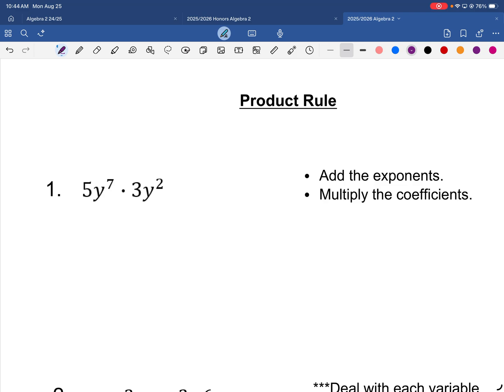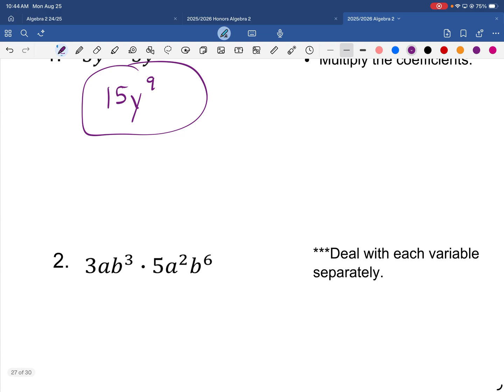There you go. So we add the exponents because we're multiplying. So that's going to be y to the 9th. 7 plus 2 is 9. Coefficients is the mathematical term for numbers. You treat the numbers just like you would treat numbers. You take 5 times 3. 5 times 3 is 15. 15y to the 9th is our solution for that, and you're done. There's nothing left to do with it. You multiply the coefficients, you add the exponents when you're doing the product rule. Multiply the coefficients, add the exponents.